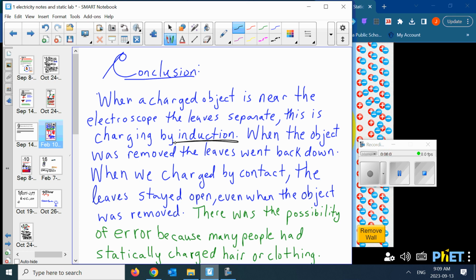And actually, I got ahead of myself. We didn't do the contact. It's down there, and then we'll go back and figure it out.